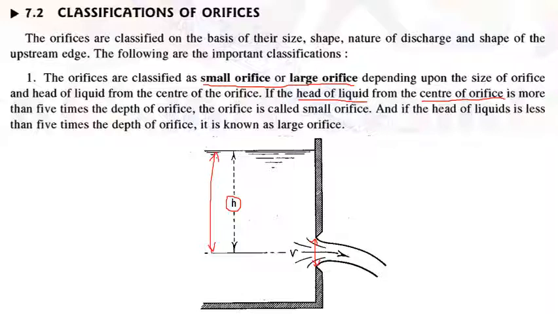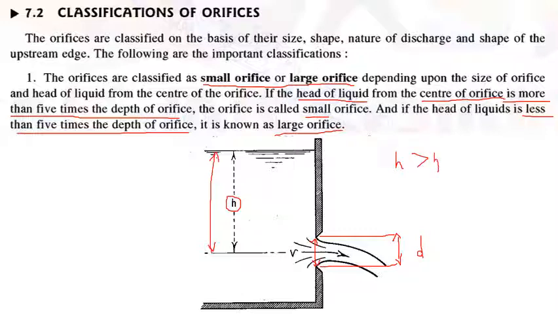more than 5 times the depth of the orifice, it is called a small orifice. And if H, or head, or height of the liquid surface from the center of the orifice, is less than 5 times the depth of the orifice, it is known as a large orifice. The depth of the orifice is given here, this is the depth D. So if H is greater than 5 times D, it is called a small orifice, and if H is less than 5 times D, the orifice is called a large orifice.